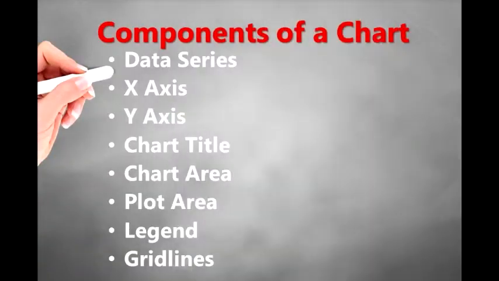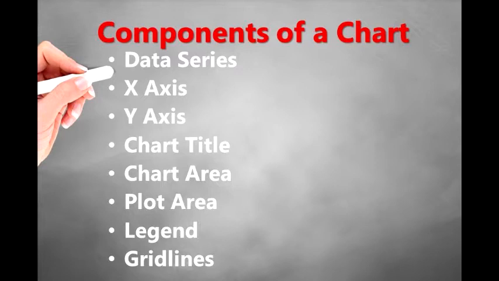So let us discuss the components of charts. There are so many parts. Let us talk about them one by one. The first ones are data series, x-axis, y-axis, chart title, chart area, plot area, legend and grid lines. These are the components of a chart.